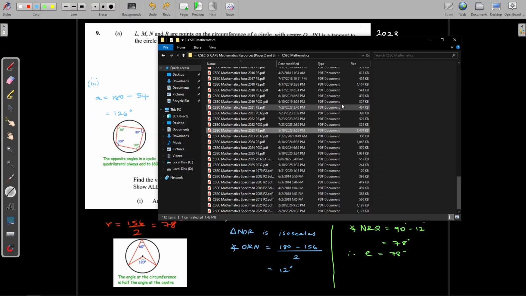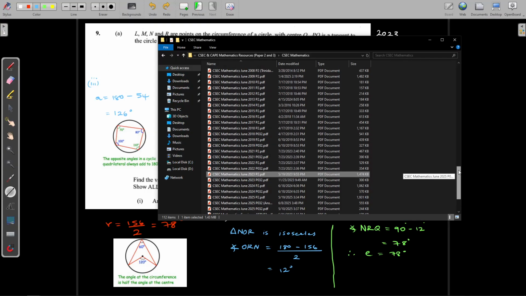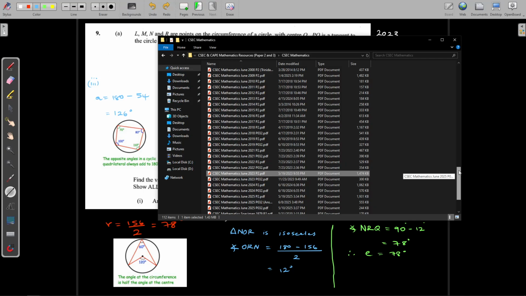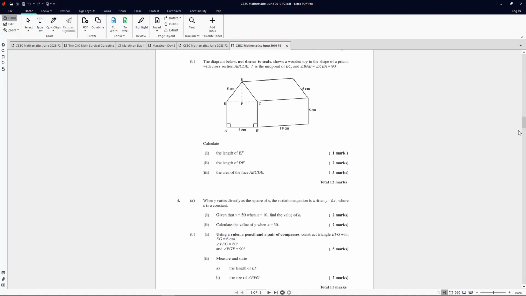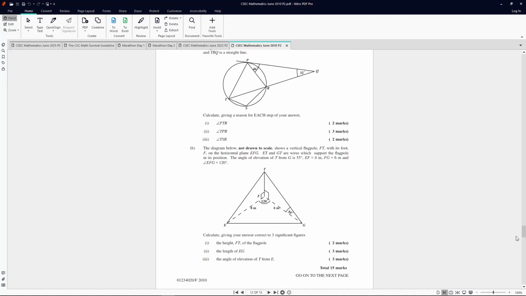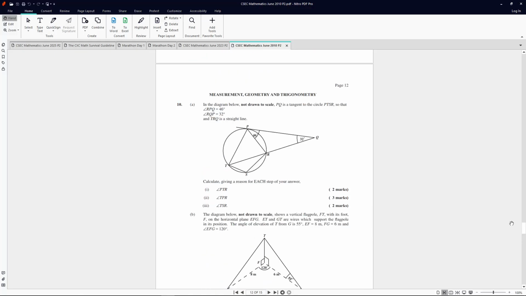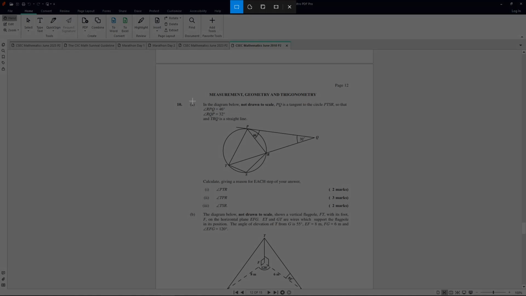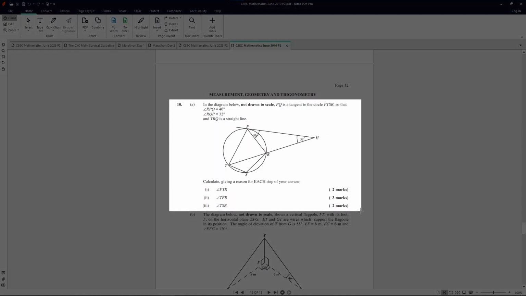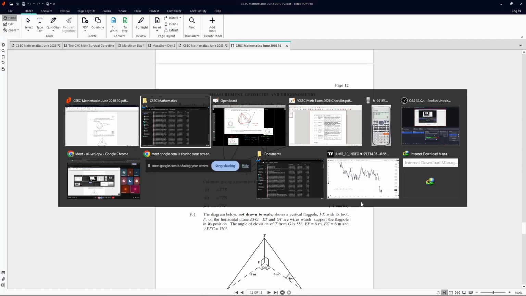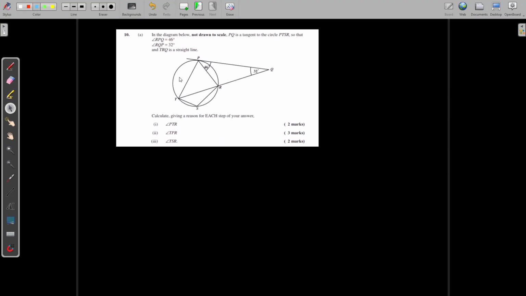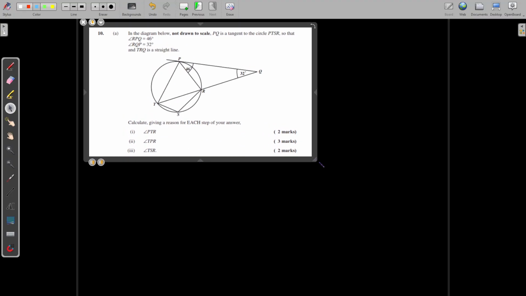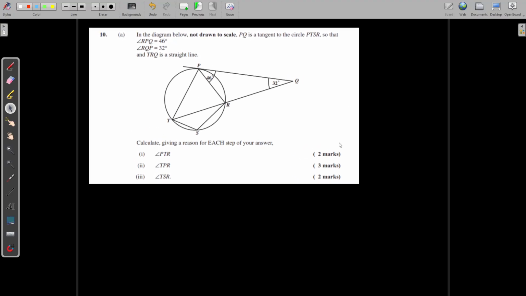Let's see. Somebody give me a random year. 2010. 2020. Alright, let's see 2010. Circle theorem. Couldn't have picked a better year. What is this? Alright, so this is from 2010.